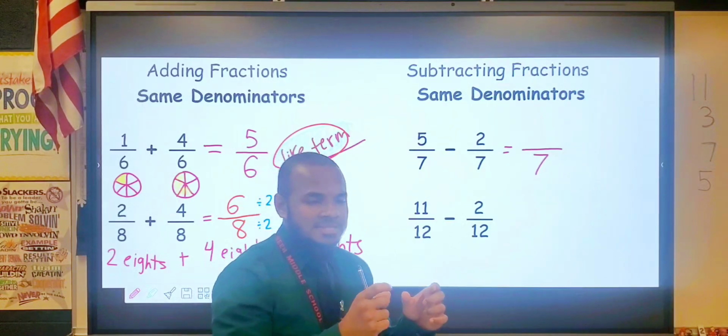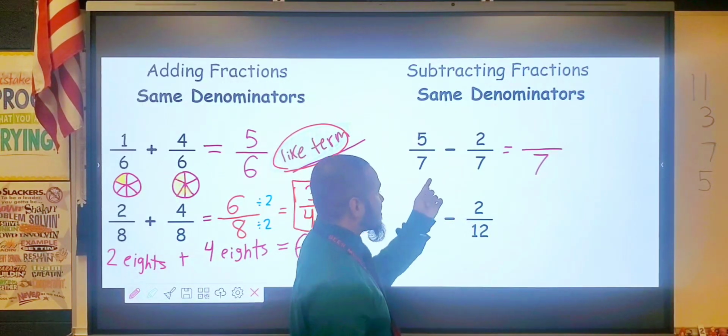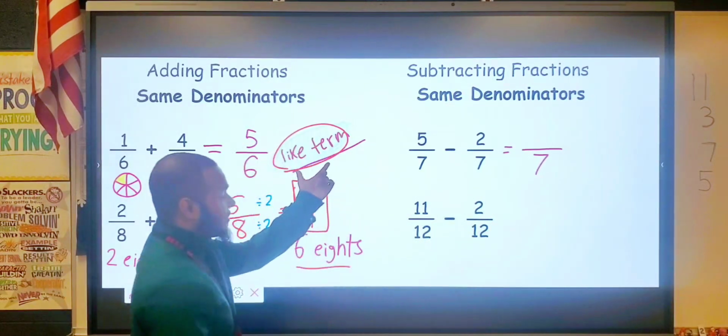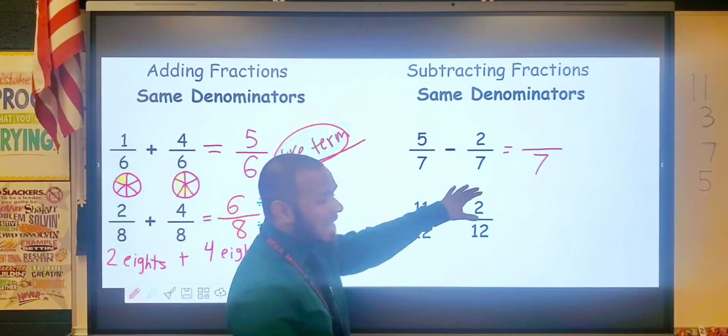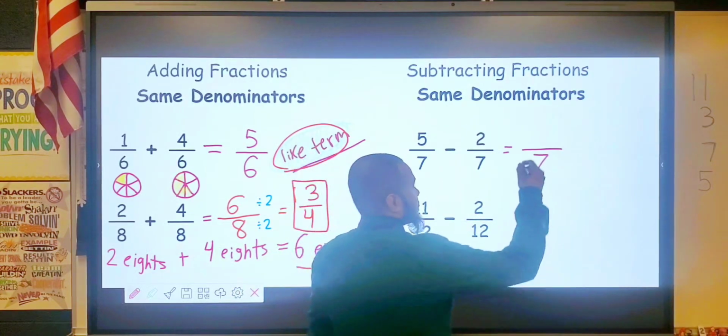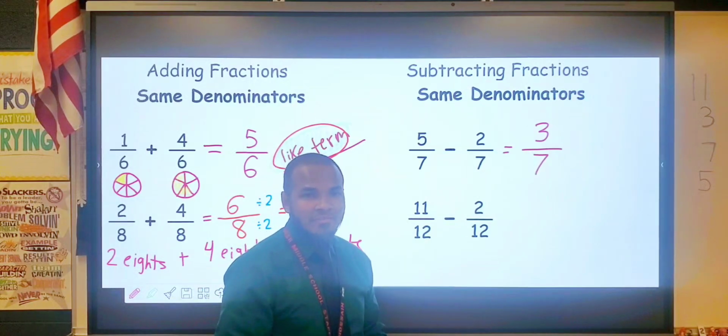Like terms in the sense of what? The size of each slice of cake are the same. So we have 5/7 minus 2/7, which will give us 3/7. And that is our final answer. That is a simplified fraction.